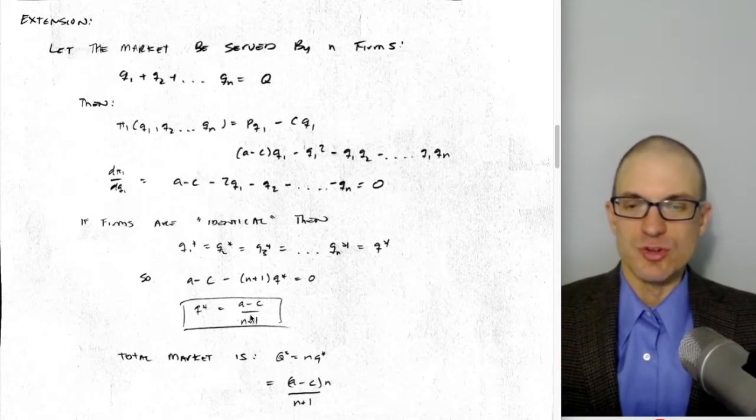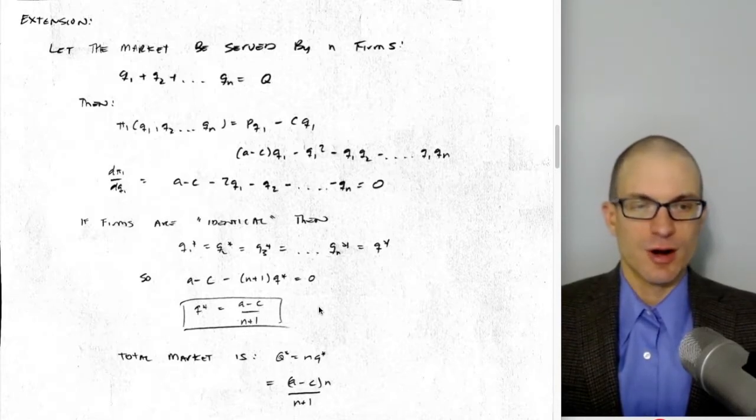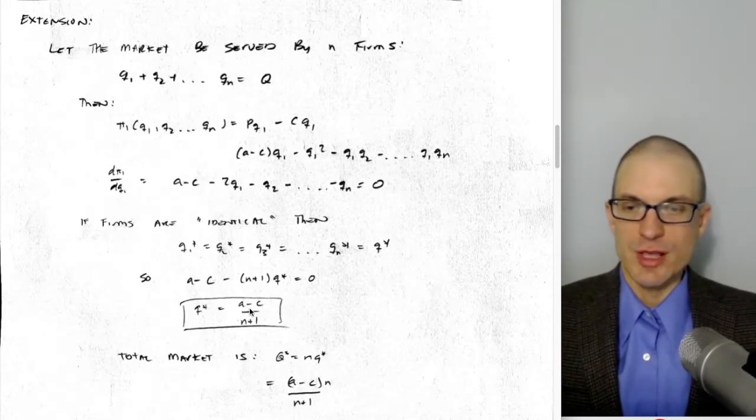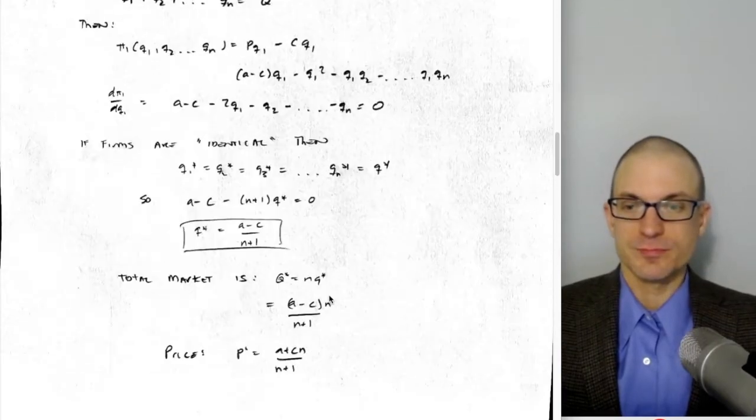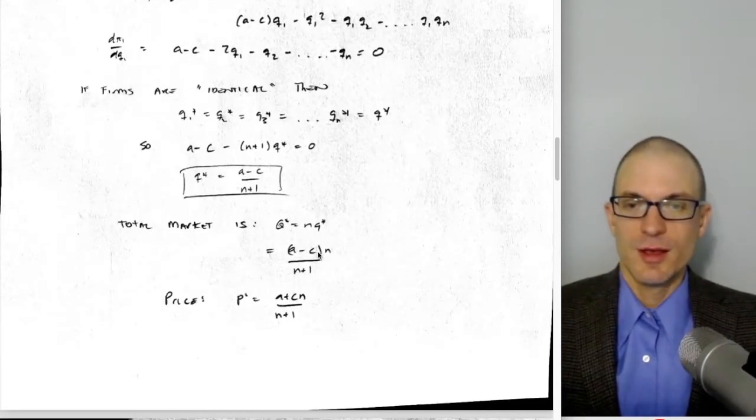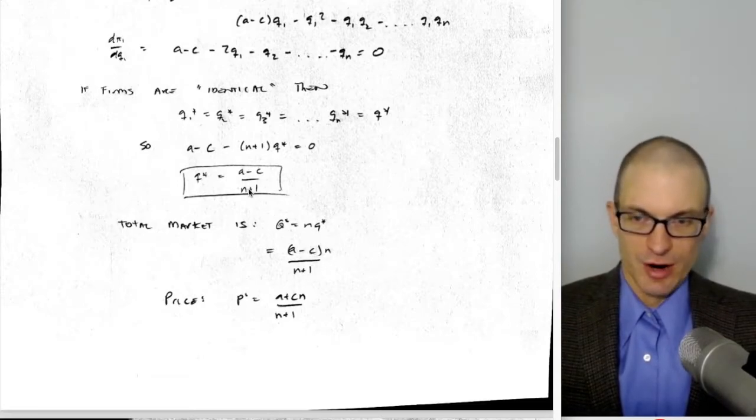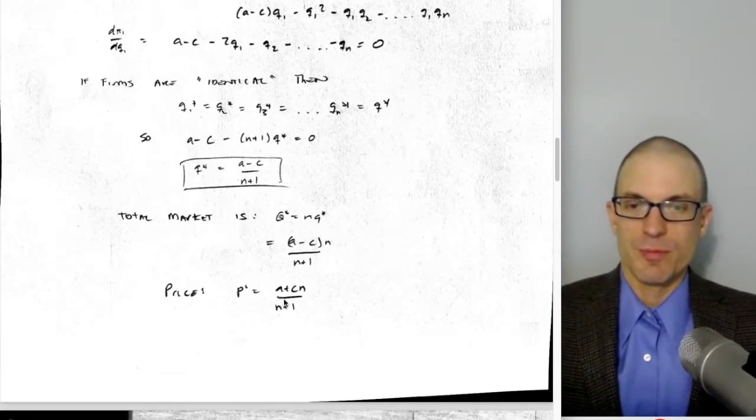That's exactly what we just had. It was 100 minus 10, which was 90, divided by 2 plus 1, divided by 3. So that was our 100 minus 10 divided by 3, or our 30 for our 2 firm Cournot. The total market quantity is just going to be N times that Q star that we just found there. And the market price is going to be A plus Cn over N plus 1.